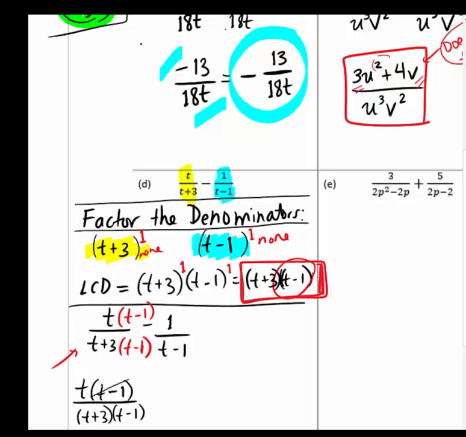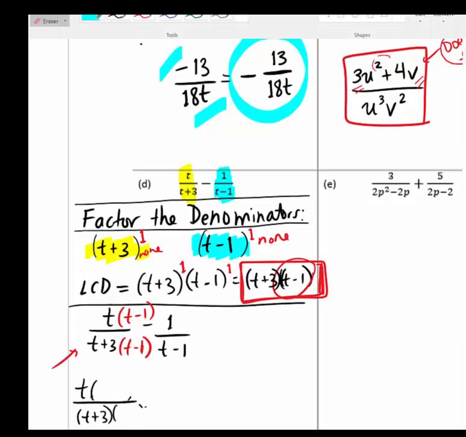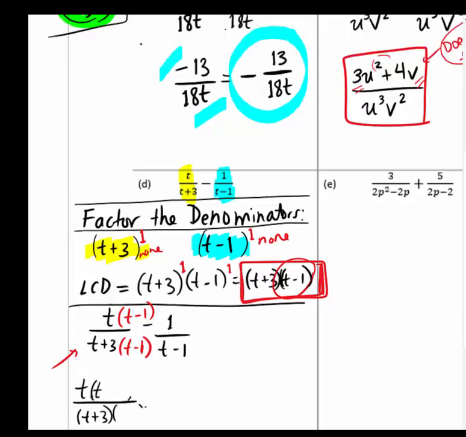And try to resist the urge to cancel these guys. If you cancel the t minus 1s, you'll end up with what you started with, right? The t over t plus 3. But we put the t minus 1 there for a reason. There's a point to that guy. So try not to reduce, because it's going to undo the work you did. I want that guy to be there.